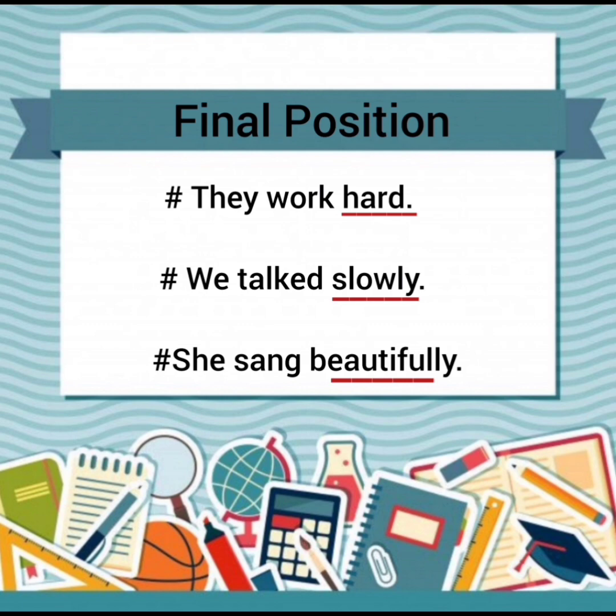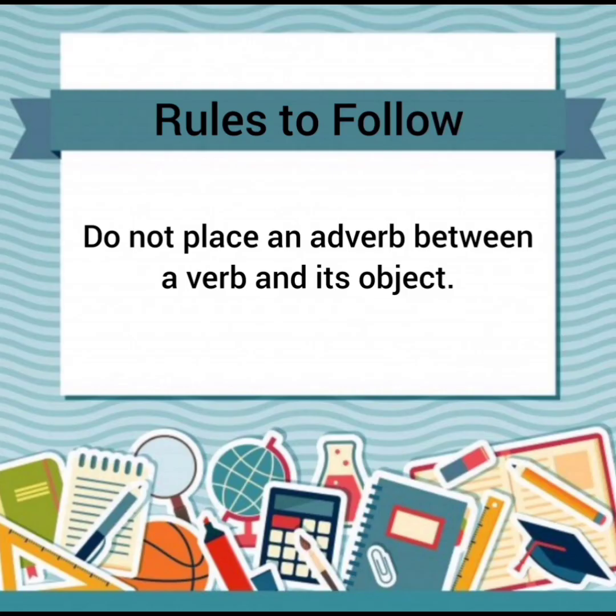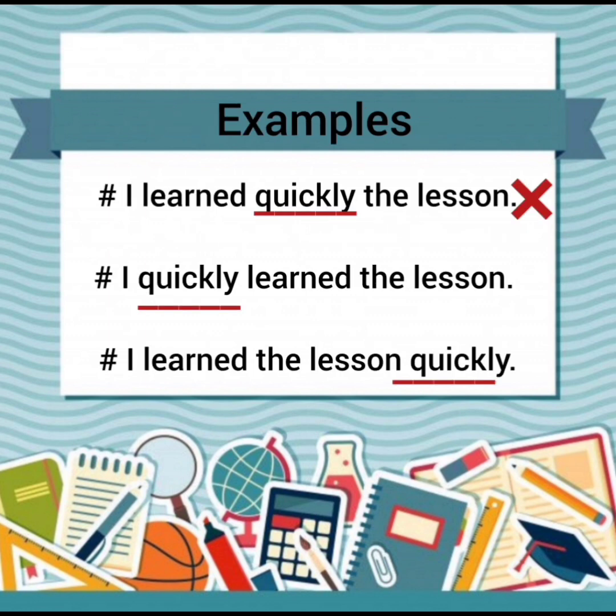Now, there are certain rules that we need to follow while placing these adverbs within our sentences. The very first rule is do not place an adverb between a verb and its object. For example, I learned quickly the lesson. Now, learned is a verb here and the lesson is its object. So, I have placed the word quickly here. That is a wrong impression. This sentence is wrong. The correct sentence can be I quickly learned the lesson or I learned the lesson quickly.